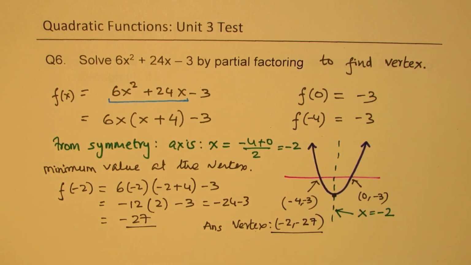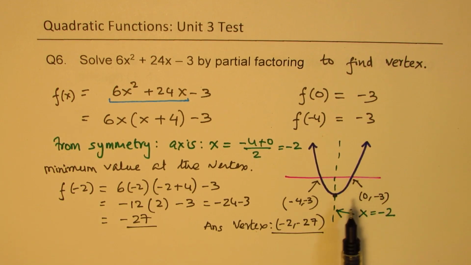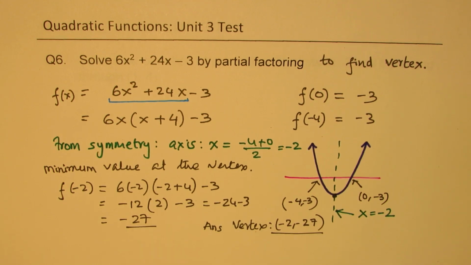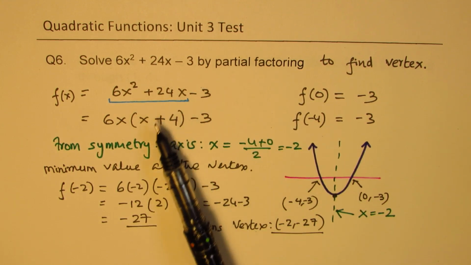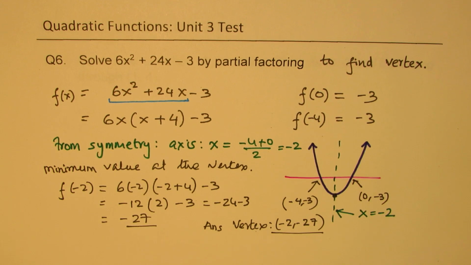Is that clear to you? Correct? So the minimum value, because it opens upwards, will be at x equals minus 2. And when you substitute minus 2 into your equation, 6 times minus 2 is minus 12, minus 2 plus 4 is 2. So 2 times minus 12 is minus 24, take away 3 gives you minus 27. Is that clear? Now partial factoring is a very effective method of finding the axis of symmetry and then the vertex.